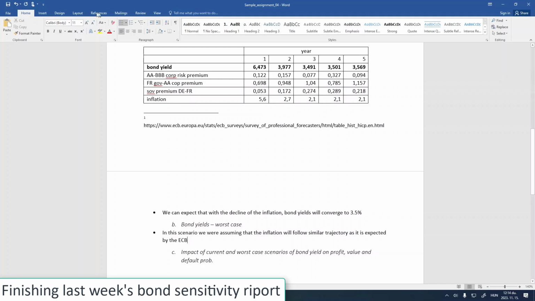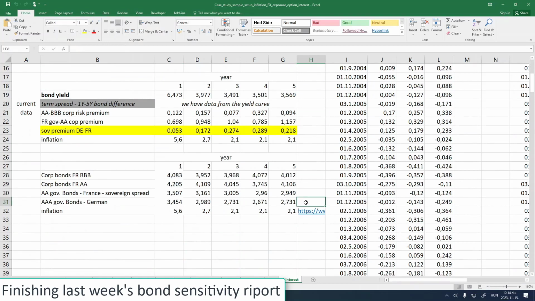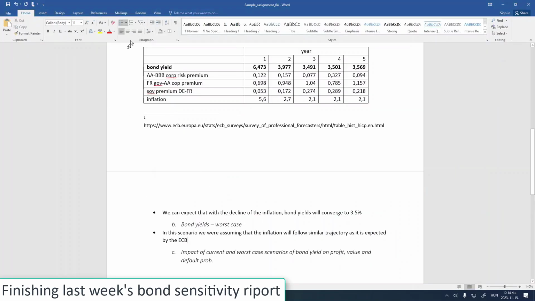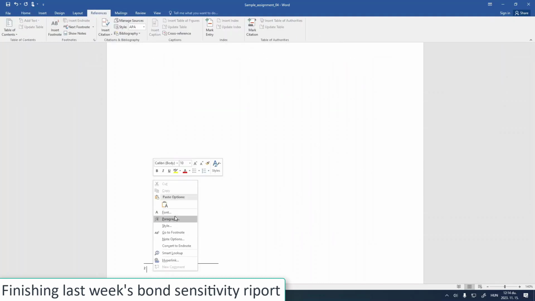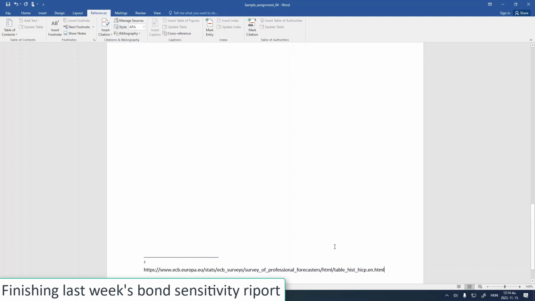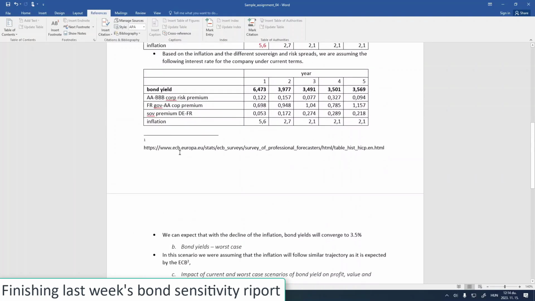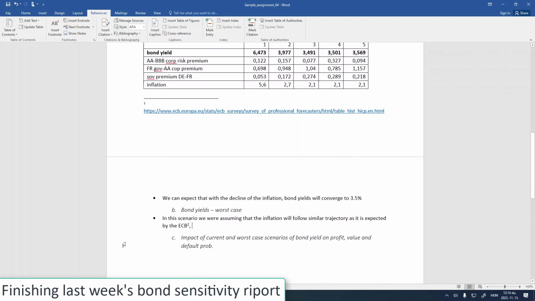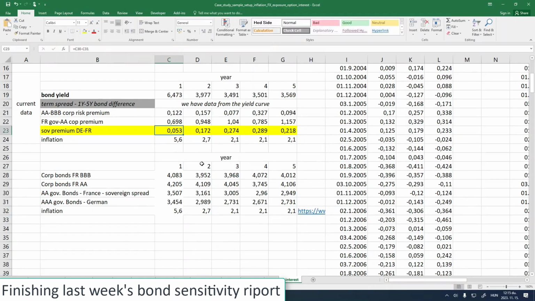Now let's use a footnote, because we have this fancy website which I'm always forgetting. So let's fix it here. References, insert footnote. There you are. Now it's a link. Oh, we already linked it once, but at least we can say that we are using the same data.